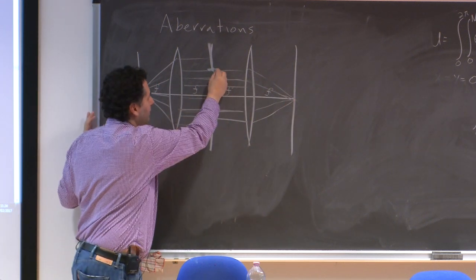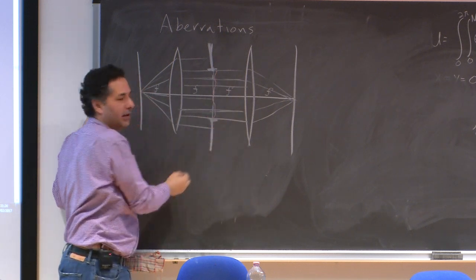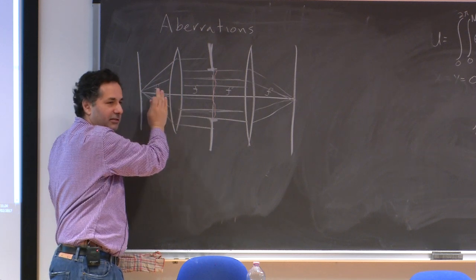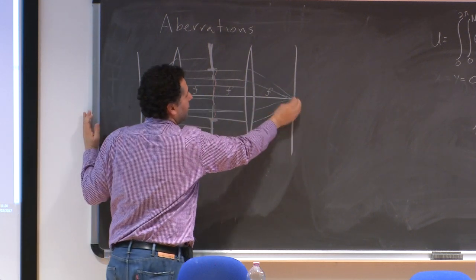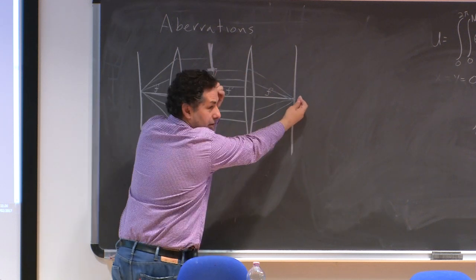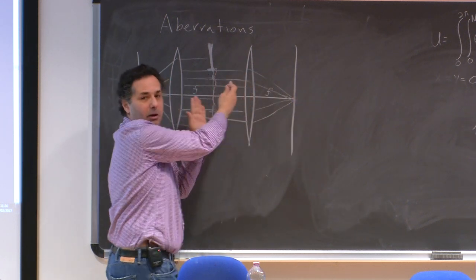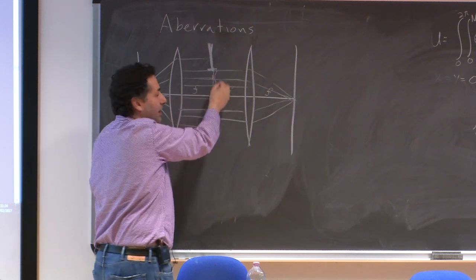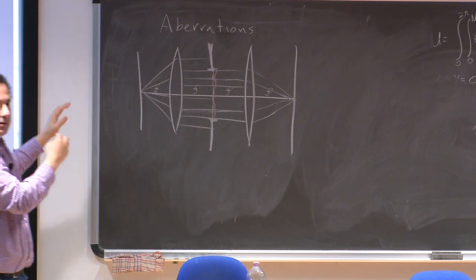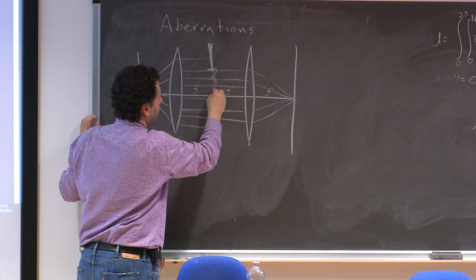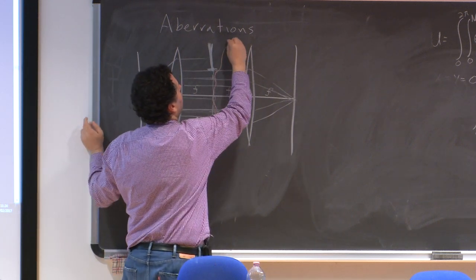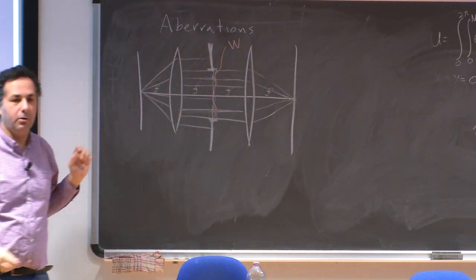So when I draw this tilted wavefront, it's not only accounting for the errors of this lens, but for the errors of both lenses. Imagine that I propagate all the way to here, and then in my mind I propagate it back with a perfect lens, and then I see what the wavefront would be. So that would have the errors of both lenses. So I have some deviation here, and this deviation I'm going to call the aberration, W.